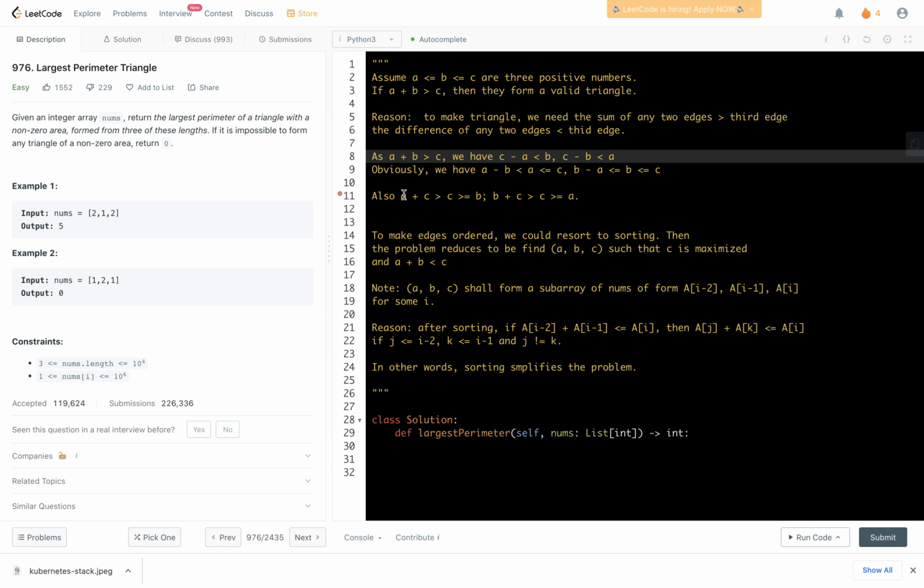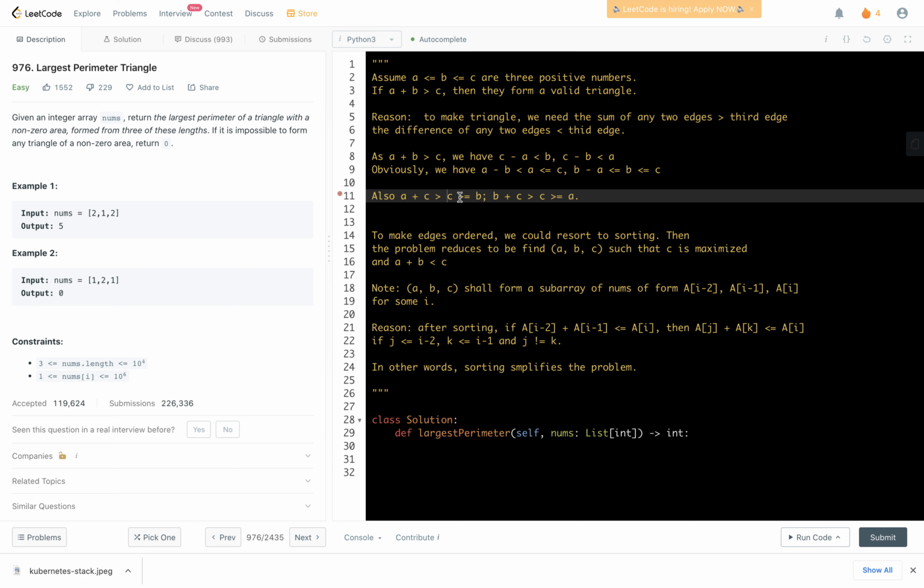Now let's check that the sum of two edges is larger than the third one. A plus B greater than C already gives one. Now let's look at A plus C and B plus C. A plus C is greater than B, because C is greater than or equal to B. B plus C is strictly larger than C because B is positive, and C is no less than A, so we have B plus C is greater than A. Therefore, this is the condition we are going to check.